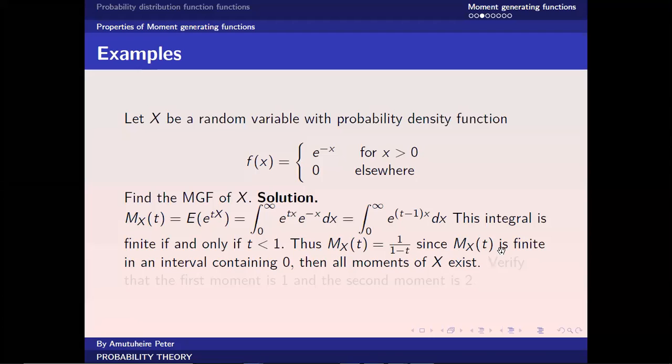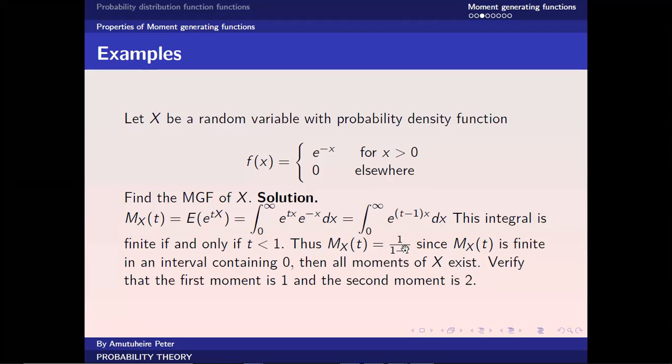Now, since the moment generating function is finite on an interval containing 0, you see this was an interval containing 0, we have gotten the moment generating function, and we can use it to show that the expectation, which is the first moment, is 1, and the expectation of x squared, which is the second moment, is 2. How do we do that?